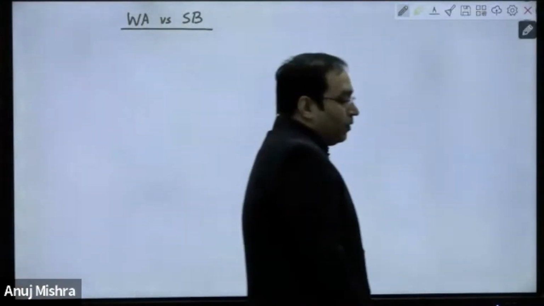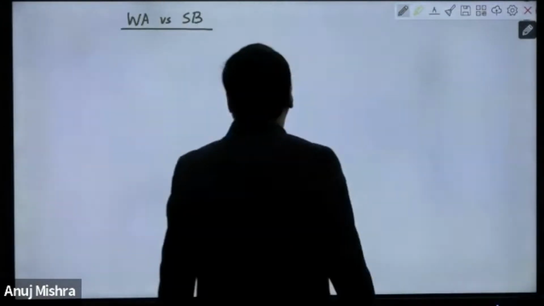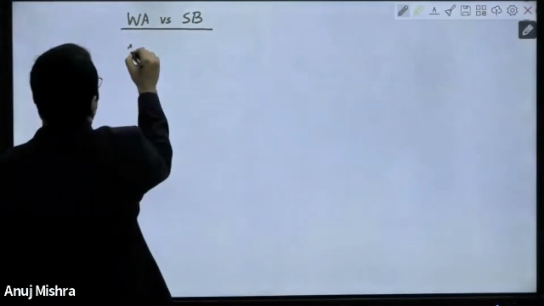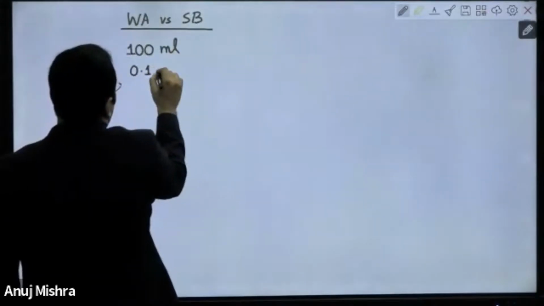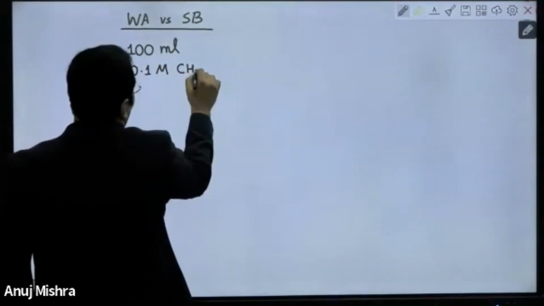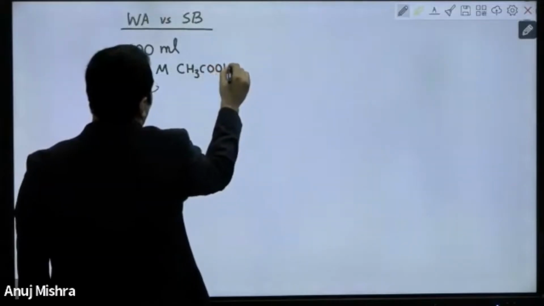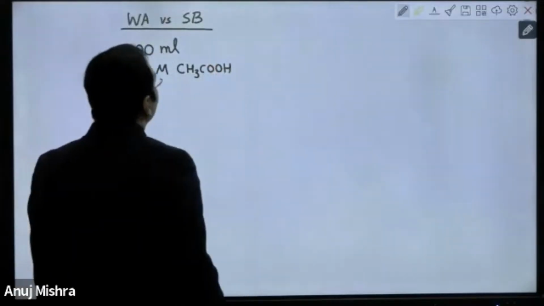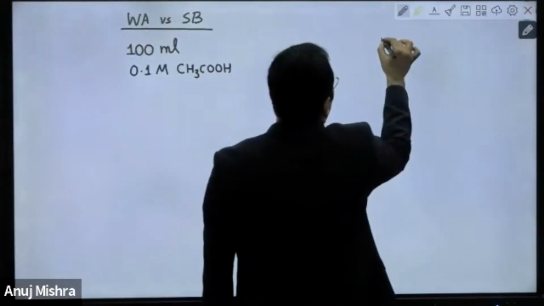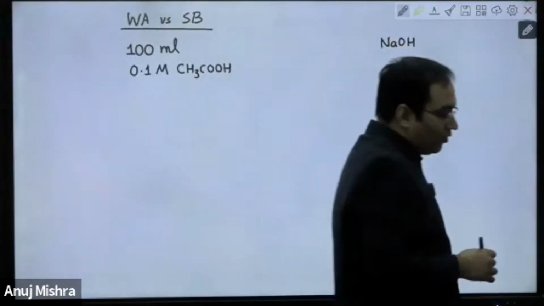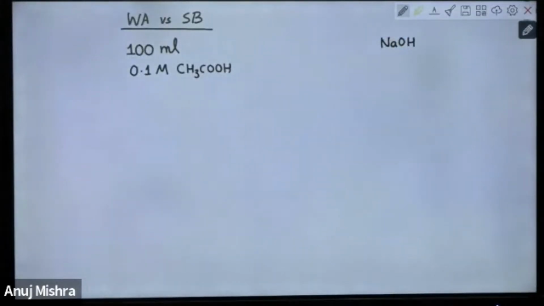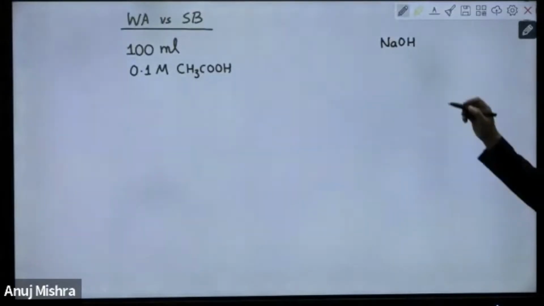So from the data point of view, you take 0.1 molar acetic acid, 100 ml. Take 0.1 molar acetic acid. And for titration, you can take strong base sodium hydroxide. You take 0.1 molar only, 0.1 molar only.